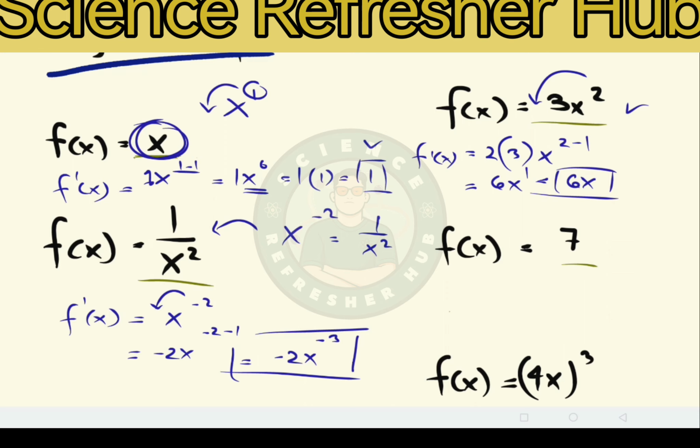For a constant, what will be our derivative for a constant without any variable x or any letters, for example 7? So f prime of x is equal to, we can write 7x raised to 0, because according to the constant rule, the derivative of any constant is equal to 0.